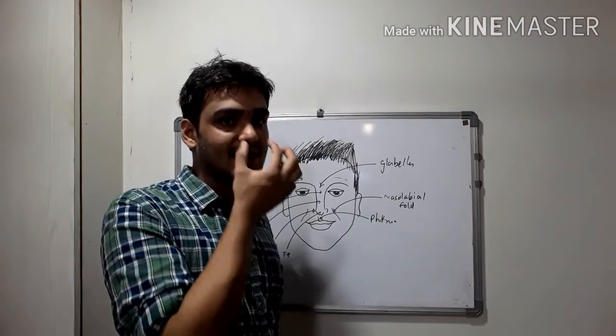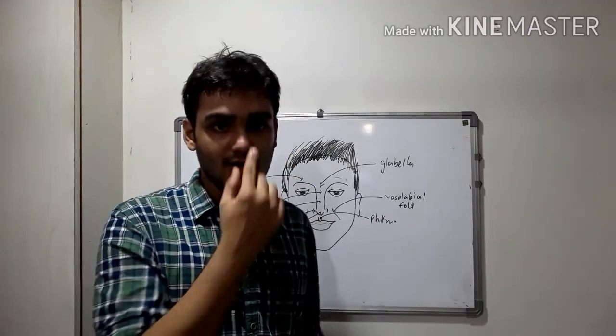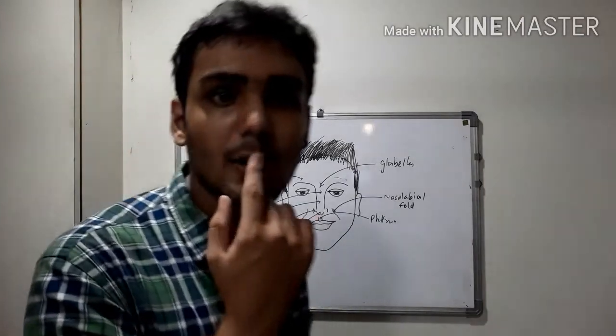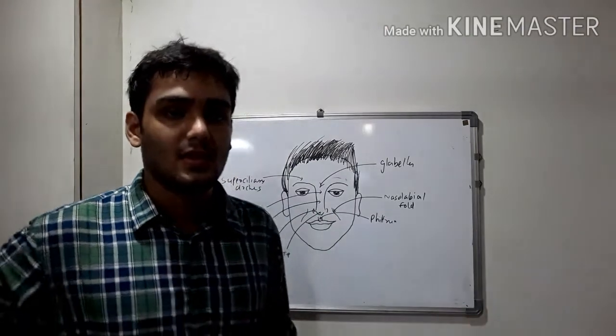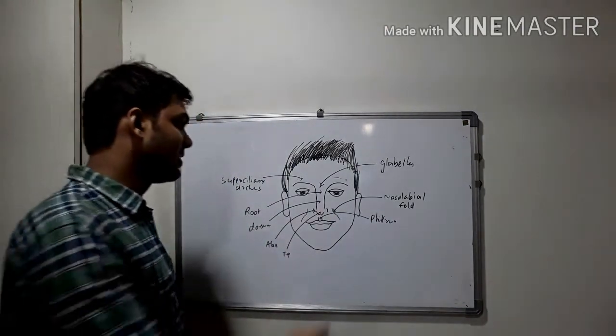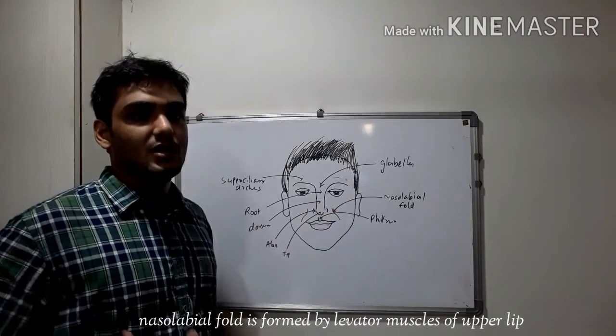This is the tip. These are the alae, and the ridge separating the sides of nose is known as dorsum. Then this is the philtrum of upper lip, which is a small depression above the upper lip. And here is the nasolabial fold, also known as nasolabial groove. It is formed by the levators of upper lip.